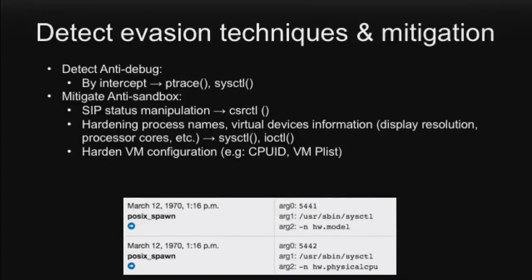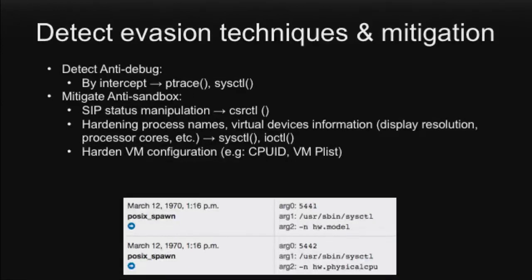Also, Mach Kemal is able to detect evasive techniques and mitigate them. Common anti-debug techniques are calling ptrace or the sysctl system calls to detect debugging flags. This kind of trick won't influence our kernel monitor components like Mach Kemal. However, it will intercept and report these activities for later investigation. And for anti-sandbox mitigation, it not only hooks but also patches inside the kernel memory on the fly to manipulate the return values.